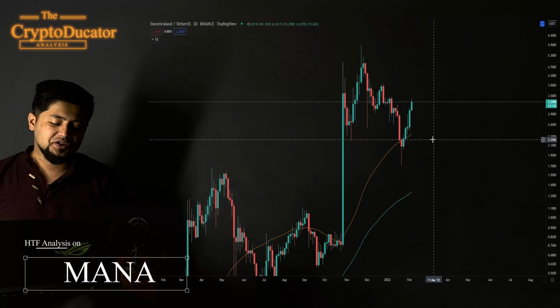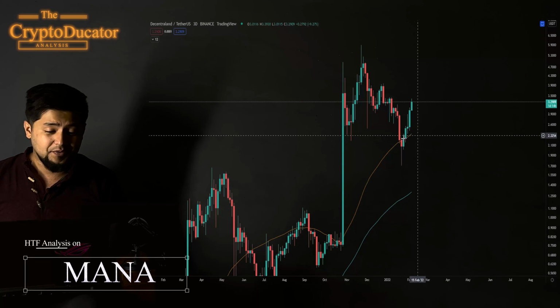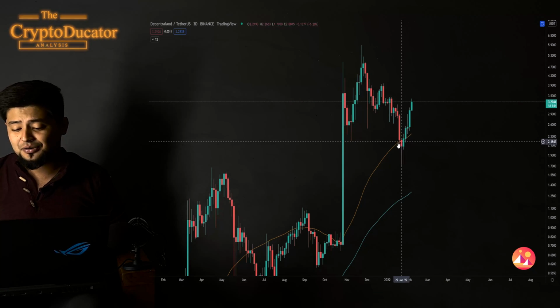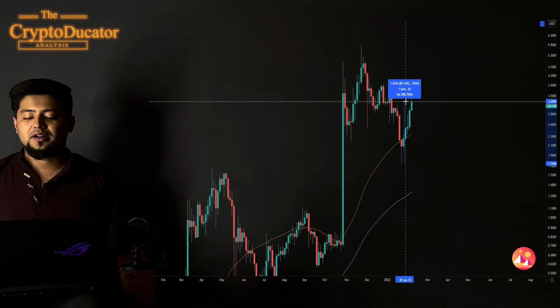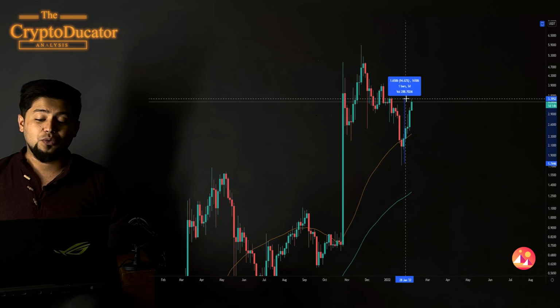Let's jump into Decentraland, right? Which is looking way more bullish than the Sandbox itself, guys. The bounce coming from the 55 simple on the 3-day time frame is certainly looking very, very strengthful in the market. And since the recent dip, we have already recovered 90%. We are already up 2x, man.